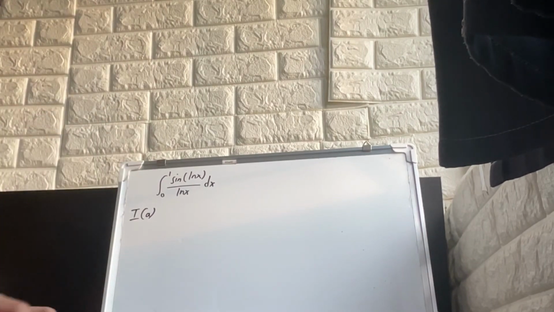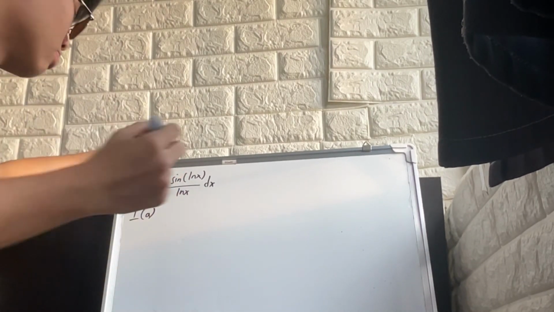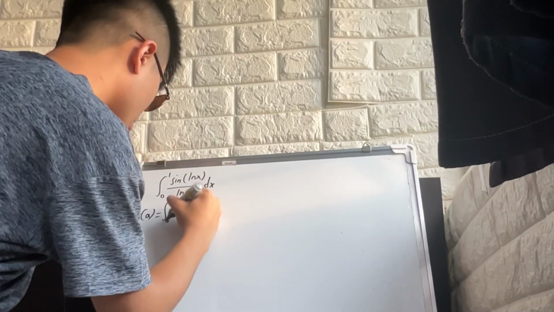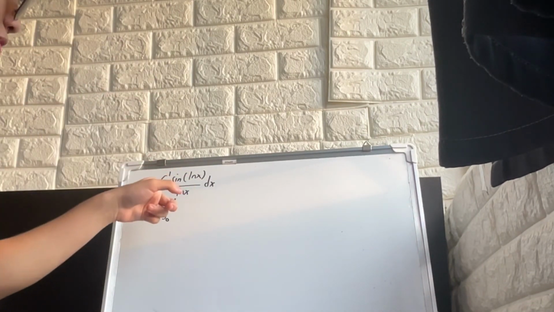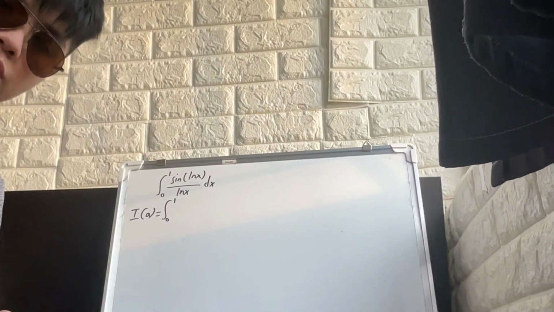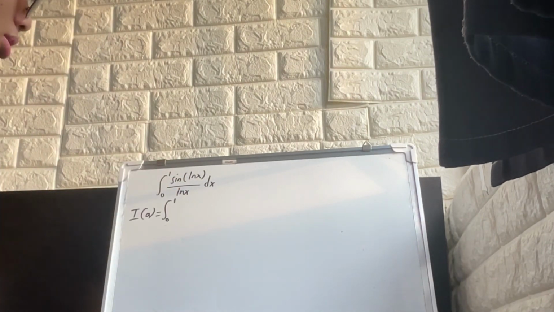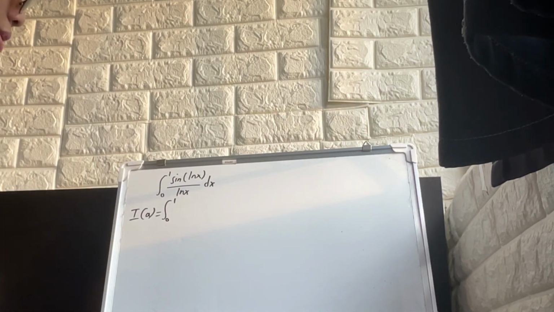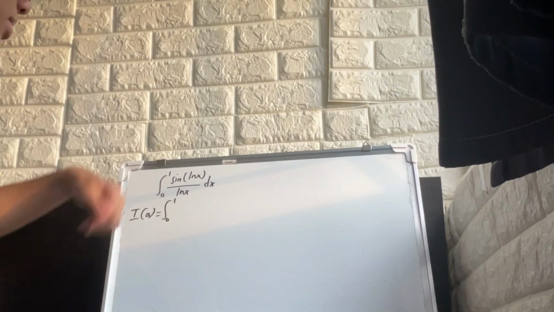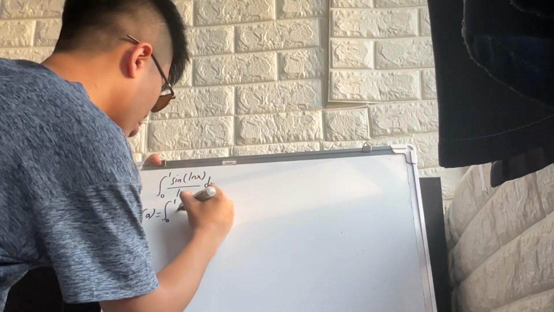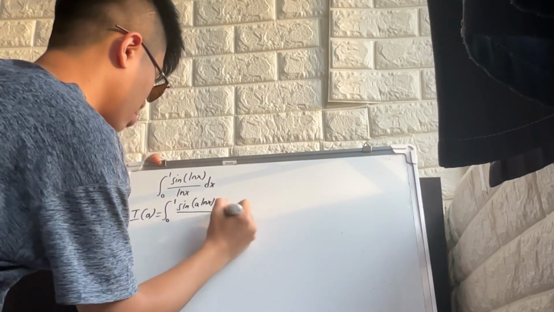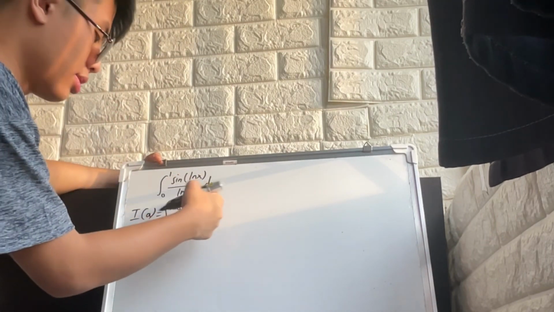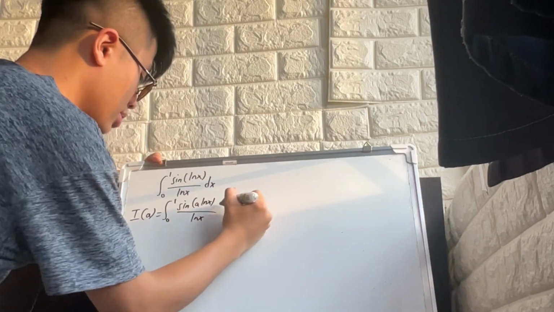Let I of A be equal to some function that includes A. So we want to produce the extra Lnx to cancel out. So what function can we put right here? I would like to put sine of A Lnx, like put A inside the sine, over Lnx dx.